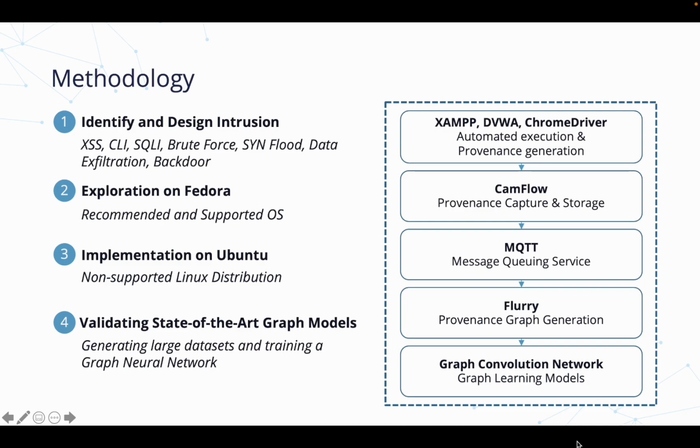Included on the right is the system architecture, which includes the automated execution and provenance generation using the vulnerable web application, and then provenance capture using CamFlow, then MQTT for message queue service, and next the Flurry framework to create the provenance graphs, and lastly a graph convolution network to perform graph classification.